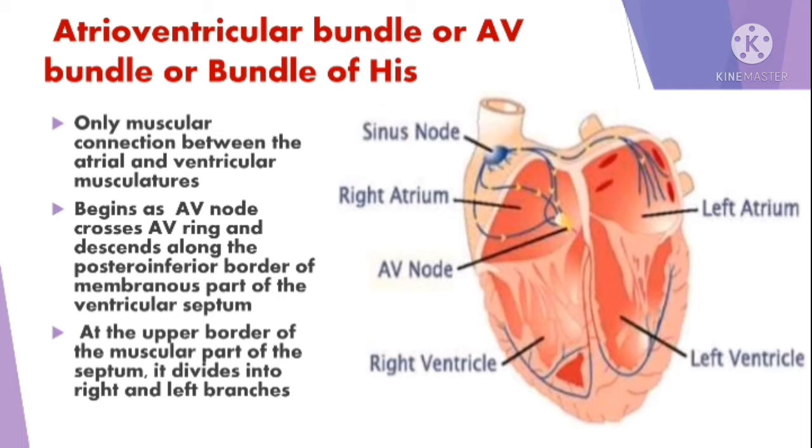The atrioventricular bundle, otherwise called the AV bundle or bundle of His, is the only muscular connection between the atrial and the ventricular musculatures. It begins at the AV node, crosses the AV ring and descends along the posterior-inferior border of the membranous part of the ventricular septum. At the upper border of the muscular part of the septum, it divides into right and left branches.